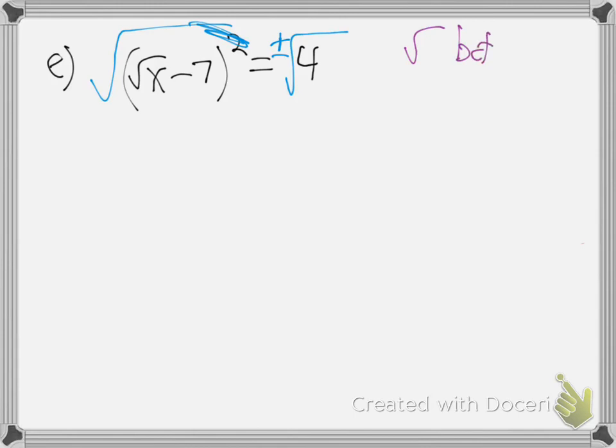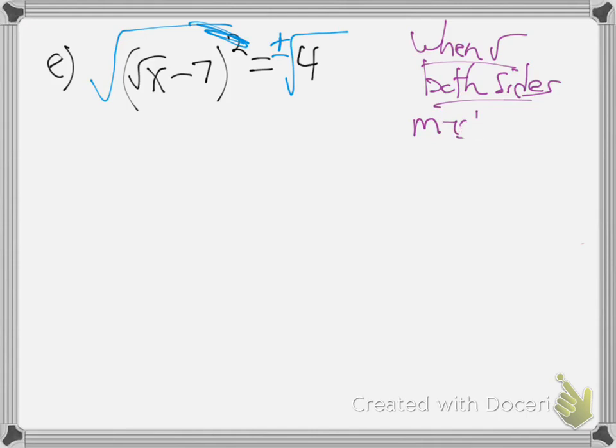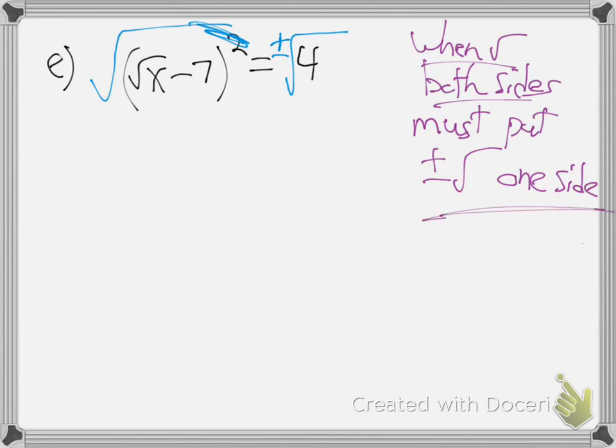When you root both sides, you must put plus or minus root on one side. So that's what you must do. All right, so what happens then? Over here, the rooting and the 2 power, they're opposites. They cancel each other out, and so all we get is the inside.